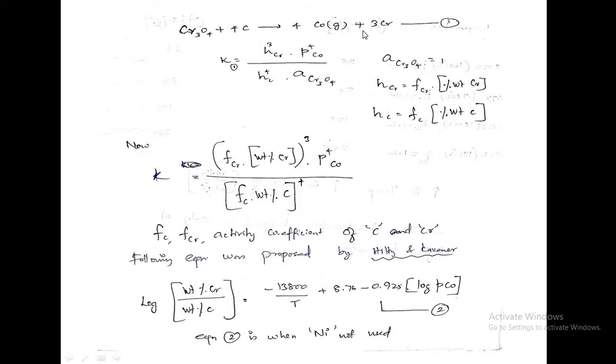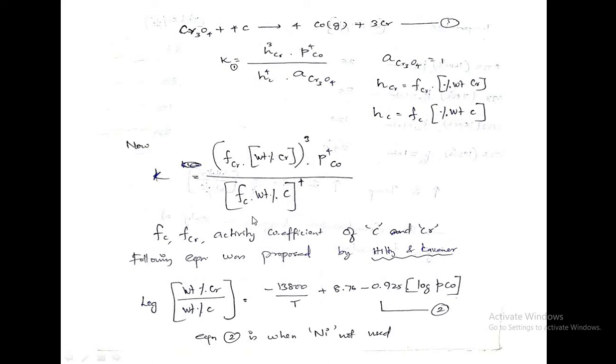So the other activity, chromium, like Henry activity in steel, right? CO is a gas, so we take the partial pressure of CO, the Henry activity of carbon, and the activity of chromium oxide, right? So consider all these activities equal to 1. And the Henry activity of chromium is nothing but the activity coefficient times the weight percentage of that element, right? F into weight percentage of that element.